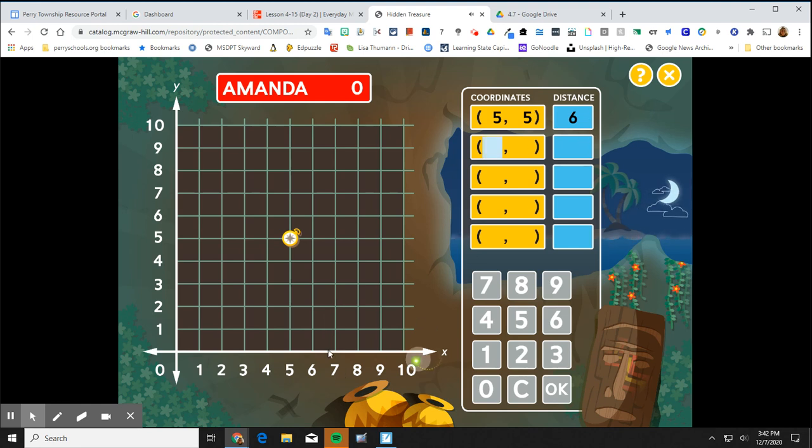Enter another pair of coordinates. So it's 6 away from that, and we just practiced. So I'm going to go, let's see, 1, 2, 3, 4, 5, 6. So I'm going to go 2, 2. I know this probably isn't it, but.